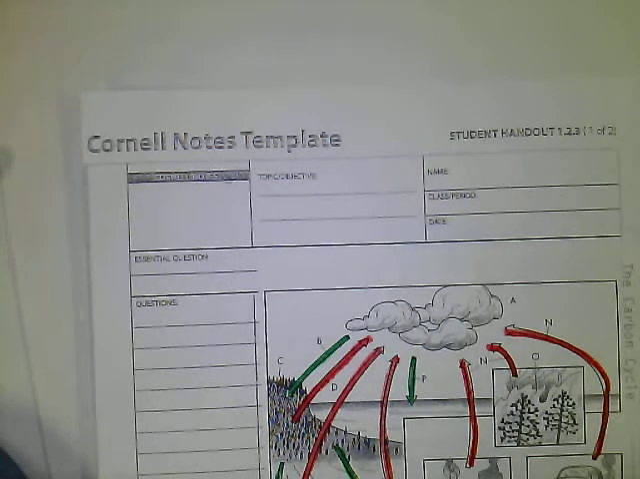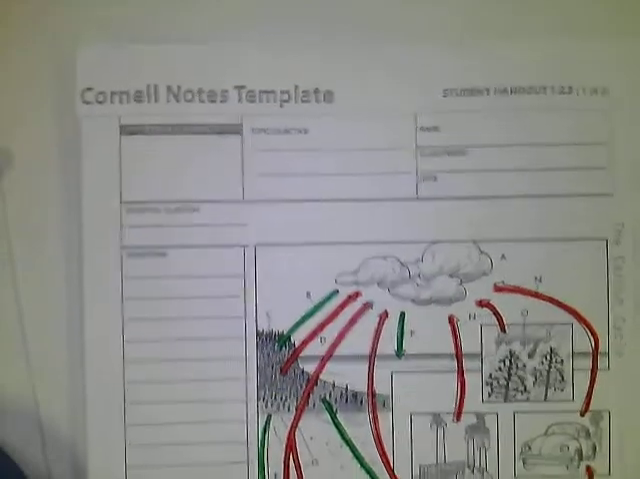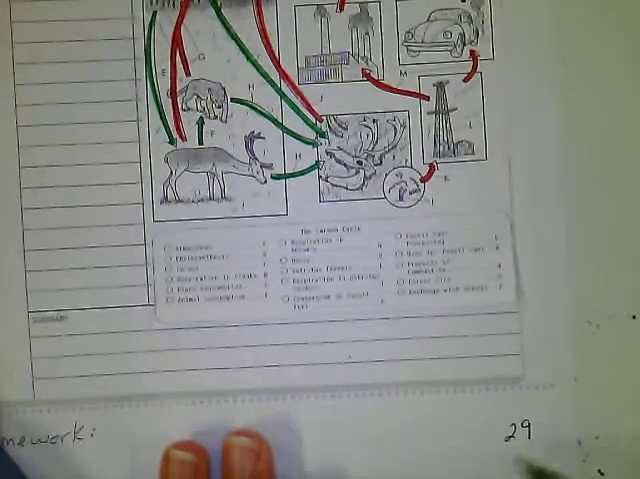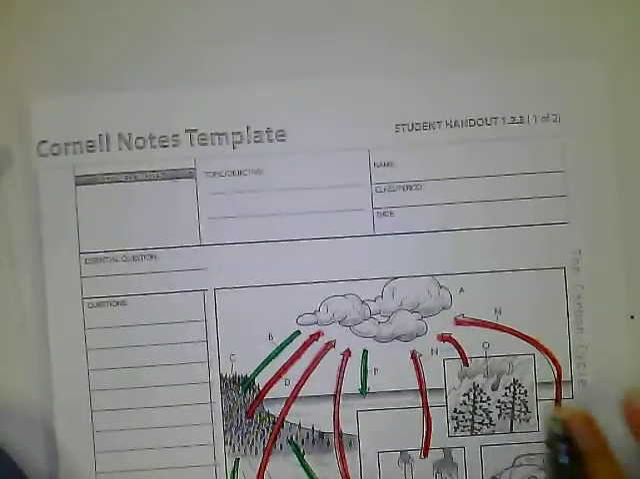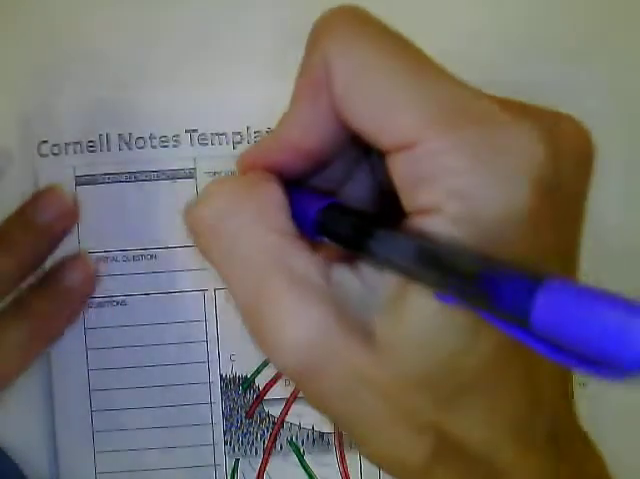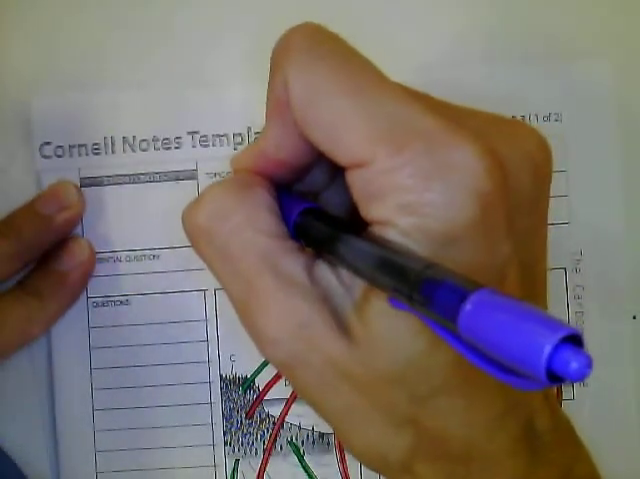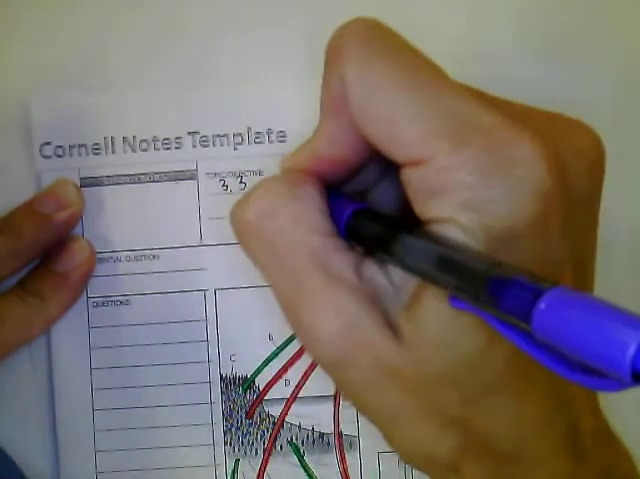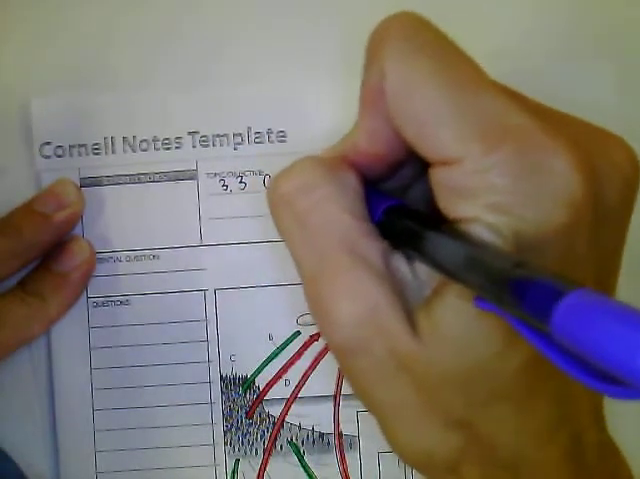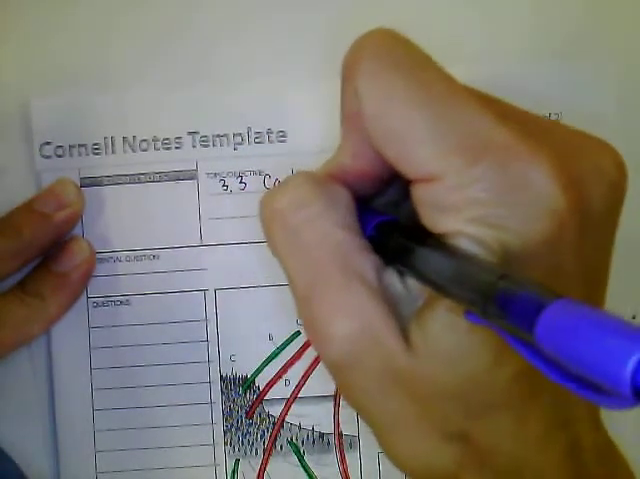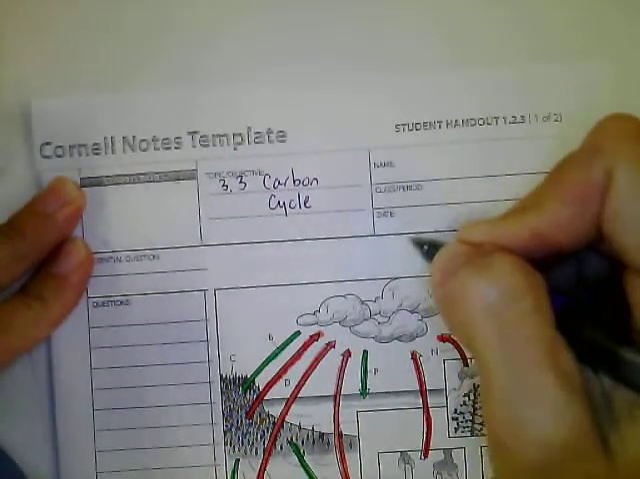Hello everyone. Today we are going to be looking at the carbon cycle. This should already be taped in your notebook. It should be on Cornell sheet number 29. Our topic for today is the carbon cycle. It's section 3.3 in your book. Okay, please fill in your date.